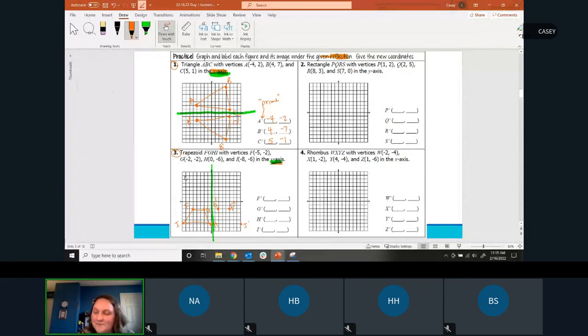And now H. H is interesting. How many units away from the green line is H? 0. So that means that it doesn't move. H and H prime are in the same place. So it stays there. Very good.